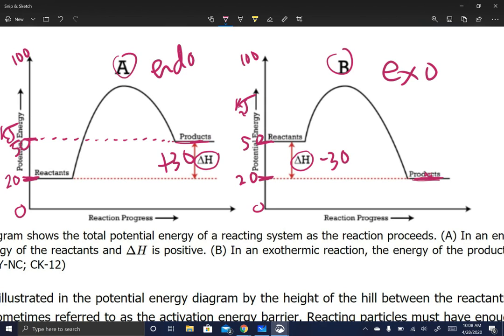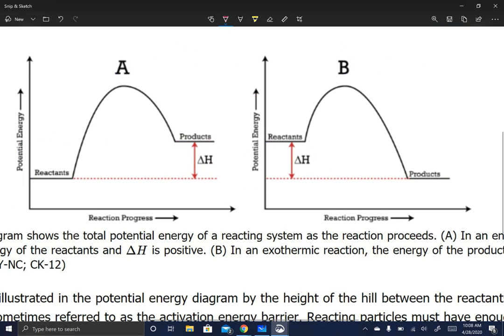And the bottom line is, and I'm going to erase this here, if you start lower and end higher, that means you gained. That's endo. And if you start higher and end lower, that means you lost something in the process, lost energy. That's exo.